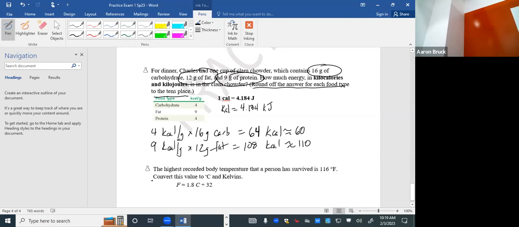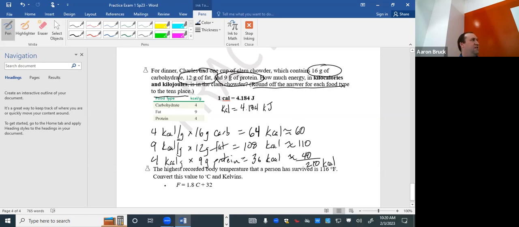And then for the protein, we've got 9 grams of protein. That's 36 calories, which we're going to round up to 40. Again, the only reason we're rounding is because that's what the problem tells us to do. That's also what nutritional labels do when they calculate the number of calories in food. So if I add all those together, I would get 210 kilocalories. And so that answers the first part of that problem.